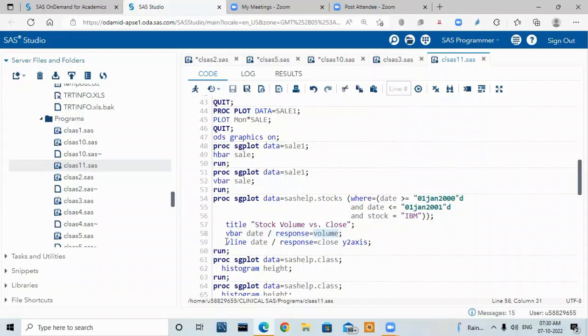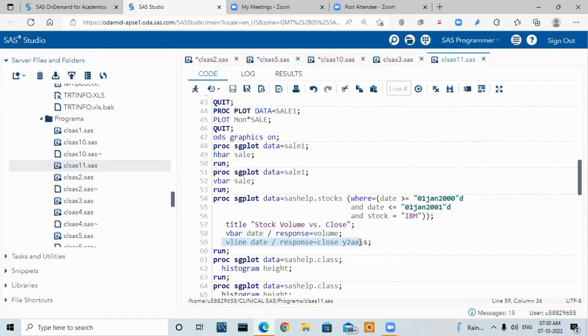And one more graph we are drawing here. Apart from V bar, we are drawing V line. V line means vertical line. So here another type of graph we are combining with the V bar. V bar and V line, two graphs we are drawing simultaneously in the PROC SGPLOT. First is V bar, I have explained. Now the V line.